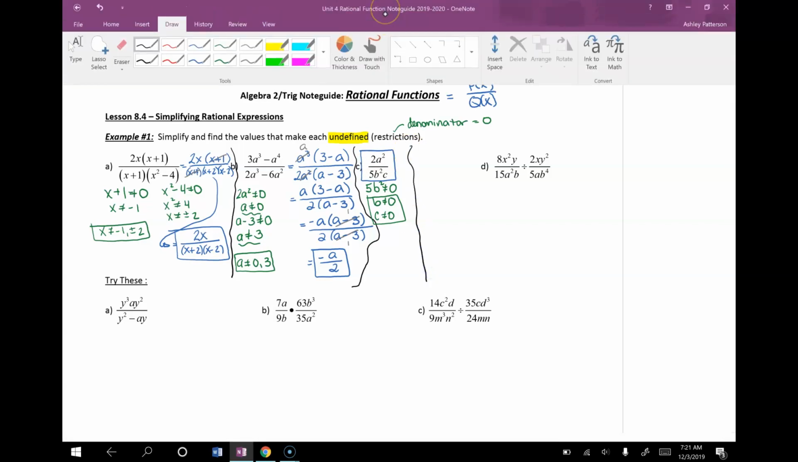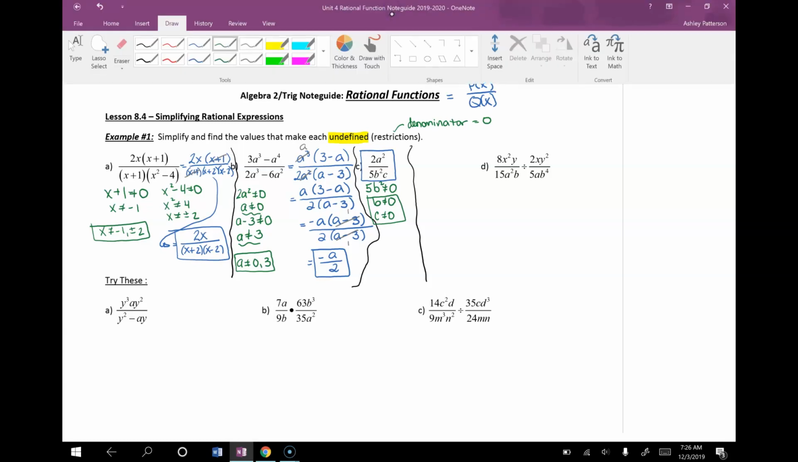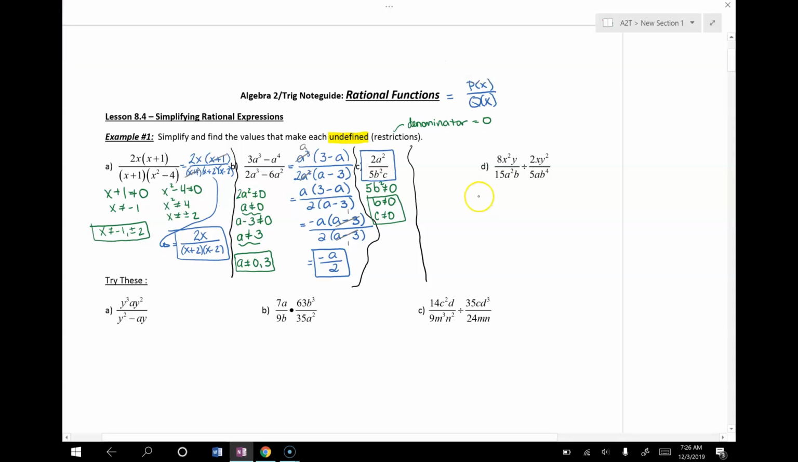Okay, D is something definitely a little bit different that we haven't seen. Yay! And it is dividing. And it's different because we're going to multiply. Why are we multiplying? Because it's dividing fractions. So make sure that we keep the first the same, so we have 8x squared y over 15a squared b. Change the division to multiplication and then take the reciprocal of the right-hand fraction. Why? Because we are dividing fractions.